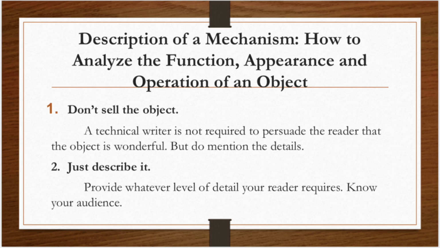Number two, just describe it. Provide whatever level of detail your reader requires. So know your audience. If it's for children, then write it the way the children can understand it. If it's for professionals, then you should write the way that professionals can understand it. You may require an extremely detailed description of an object.